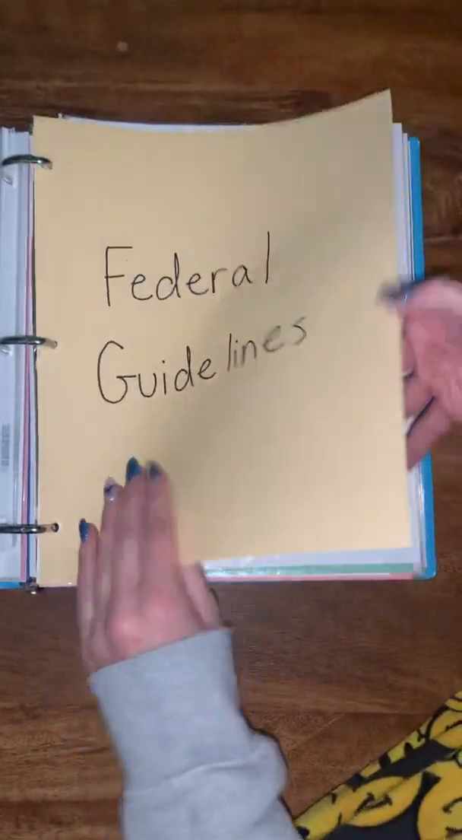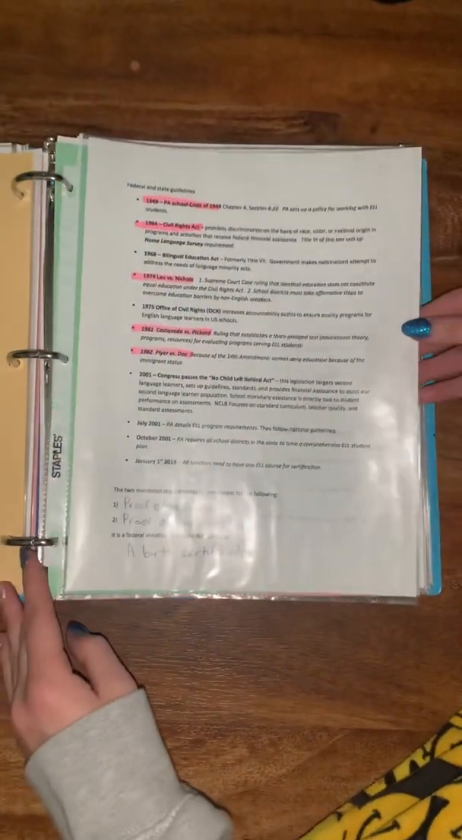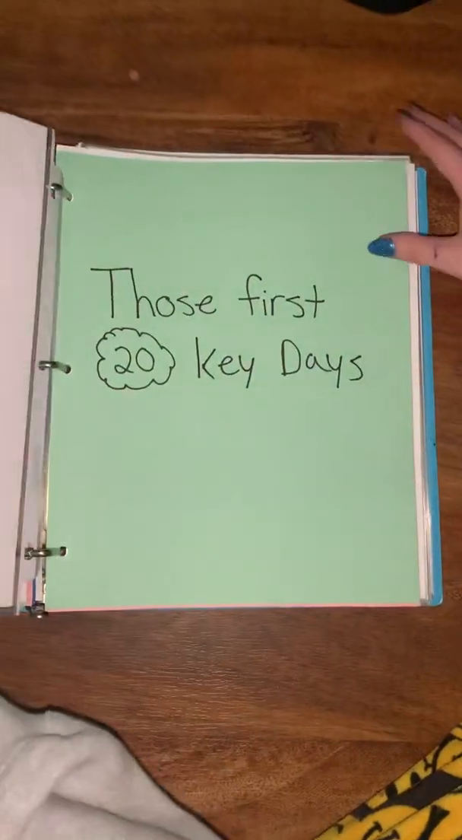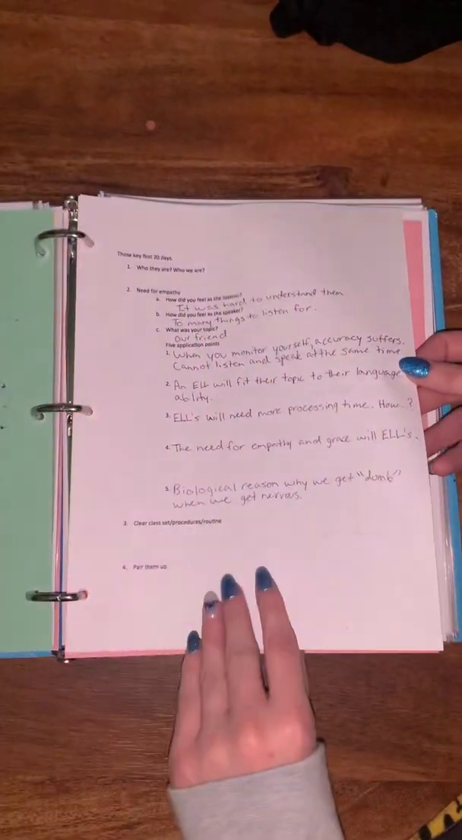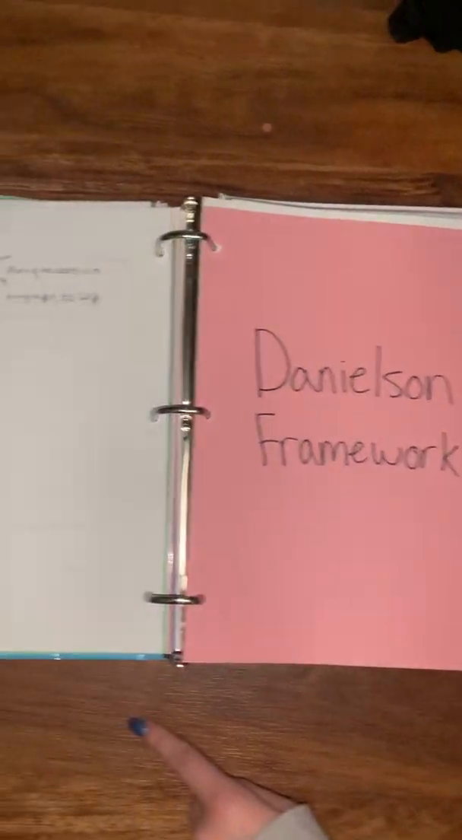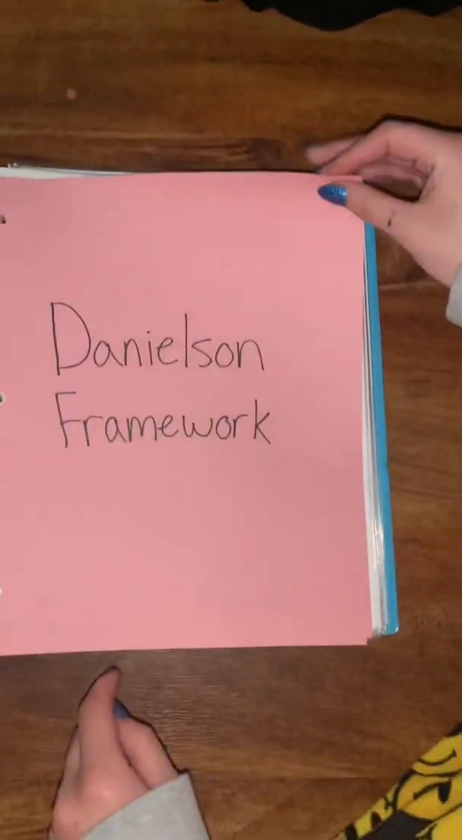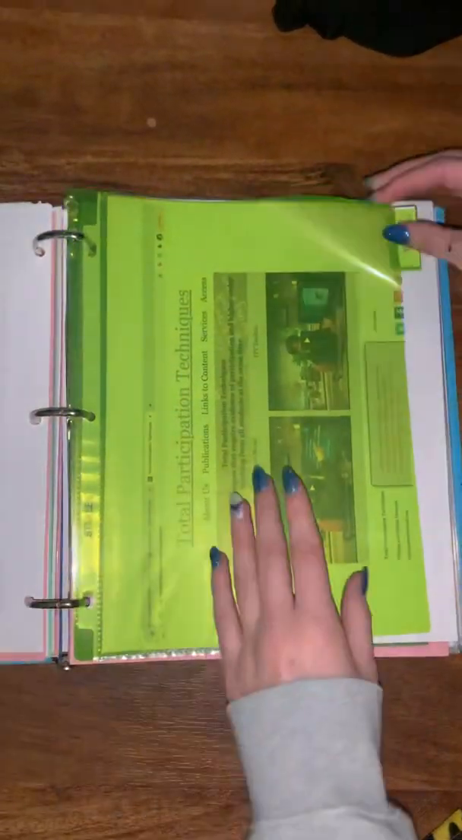The federal guidelines. Those first 20 key days. The Danielson framework. Then we have the CHATS framework. We have total participation techniques in there. Then the content reading strategies. We're going to talking to the text.